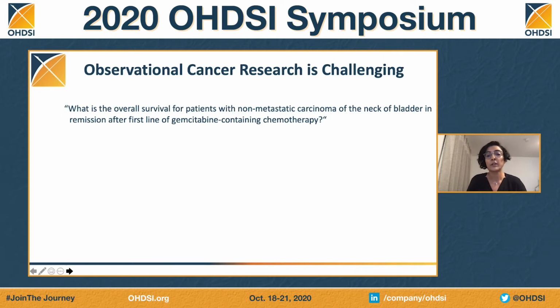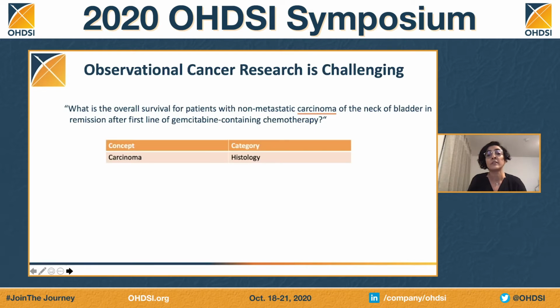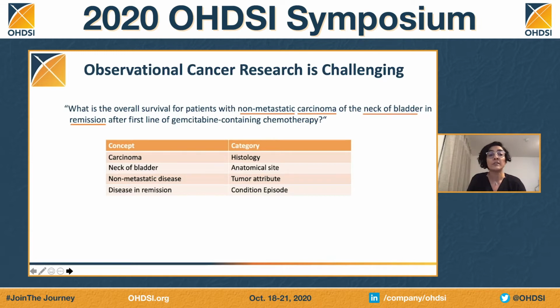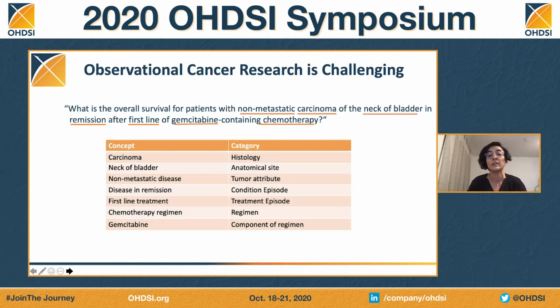Let's go over it very quickly. Here we have carcinoma, which is the histology of the disease. It's carcinoma of the neck of the bladder, the anatomical site. We also have the tumor attribute, the non-metastatic state of the disease. Disease in remission, so we have the condition episodes. First line setting, that's what we're interested in. So we need information on treatment episodes, the type of treatment or regimen, and finally the regimen contains gemcitabine, so individual components of the regimen. This level of detail is now available within the oncology module.